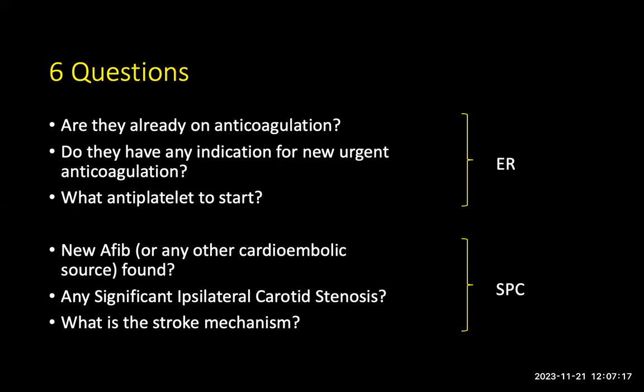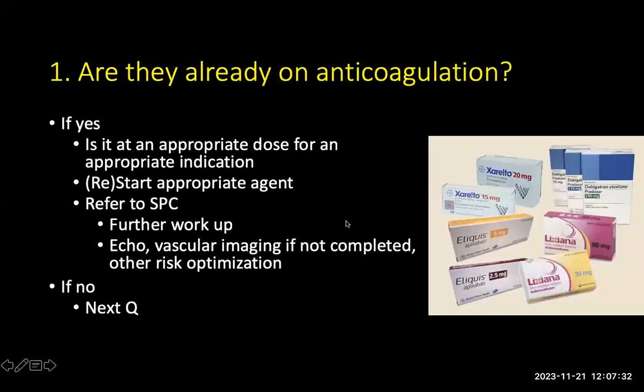As soon as you have a patient with TIA, you've gotten a CT and CT angiogram, and he's gone back to baseline, you have to decide what therapy to give him acutely versus what therapy to discharge him home on. So the question you have to answer is, are they already on anticoagulation?